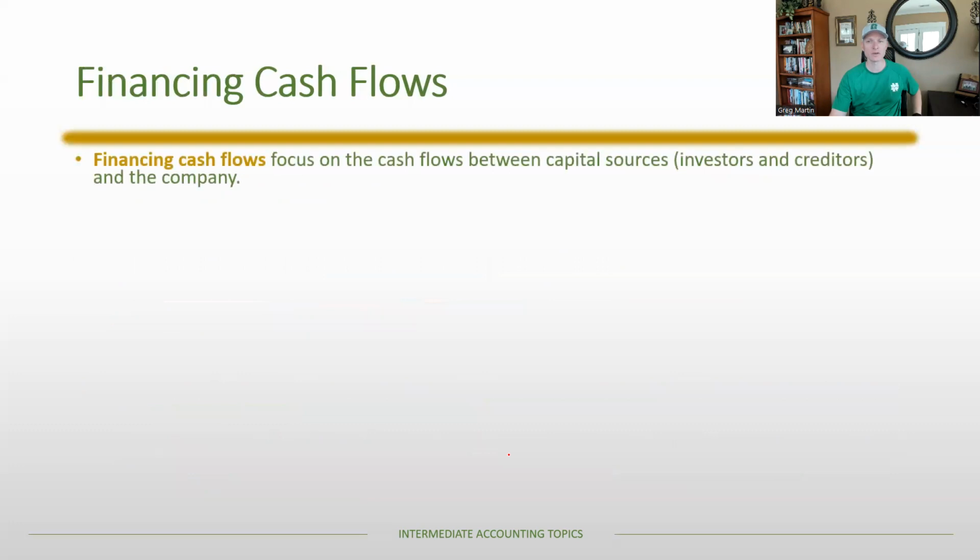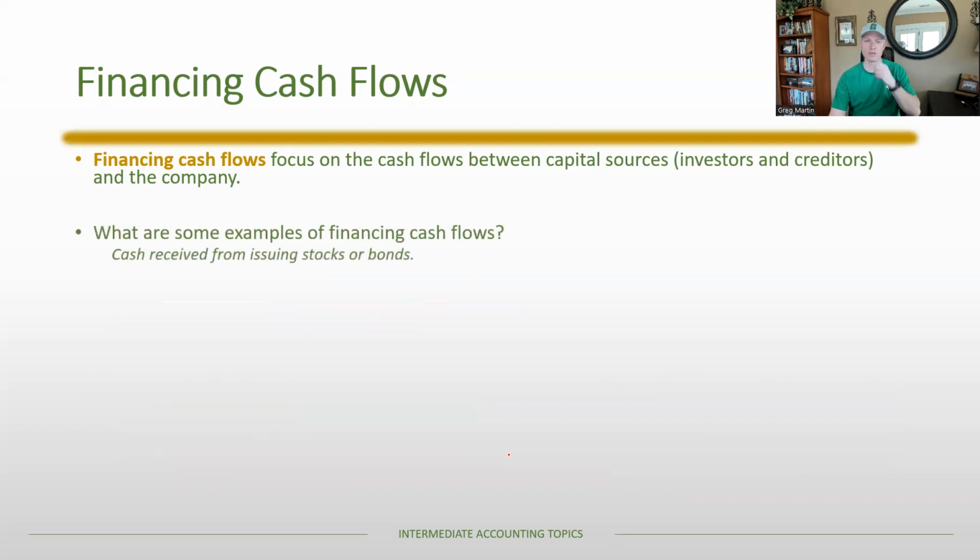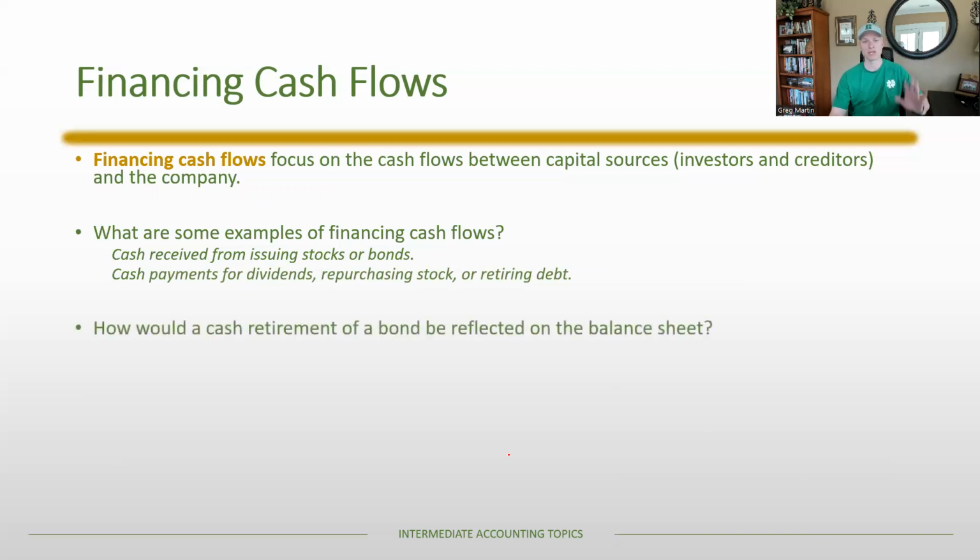All right, financing cash flows. Again, these are flows between capital sources and the company, investors and creditors. Some examples: cash from issuing stocks and bonds, payments of dividends, payments for repurchasing stock, and retiring debt. So let's talk about the cash retirement of a bond. How would that be reflected on the balance sheet?